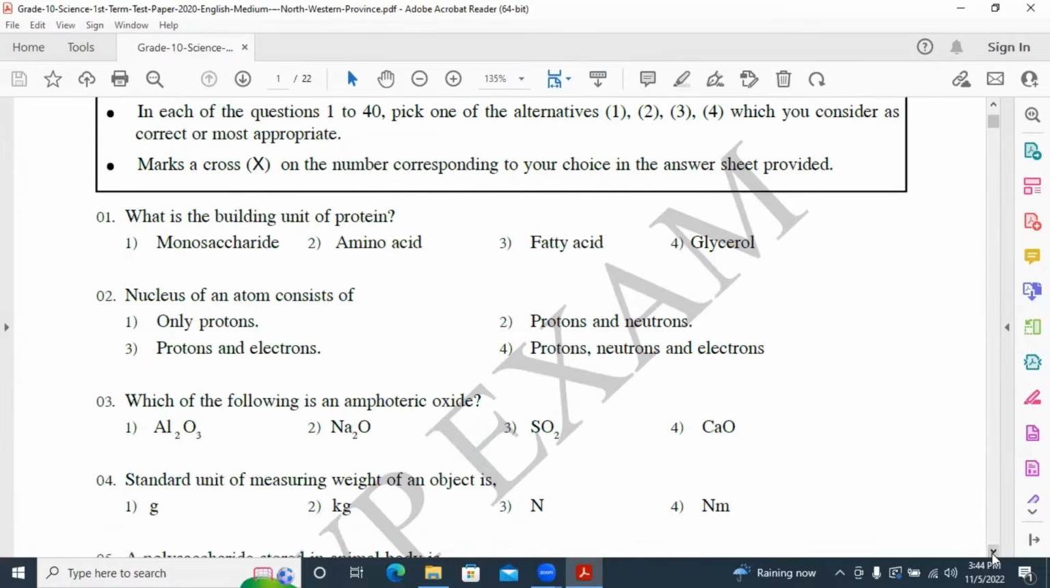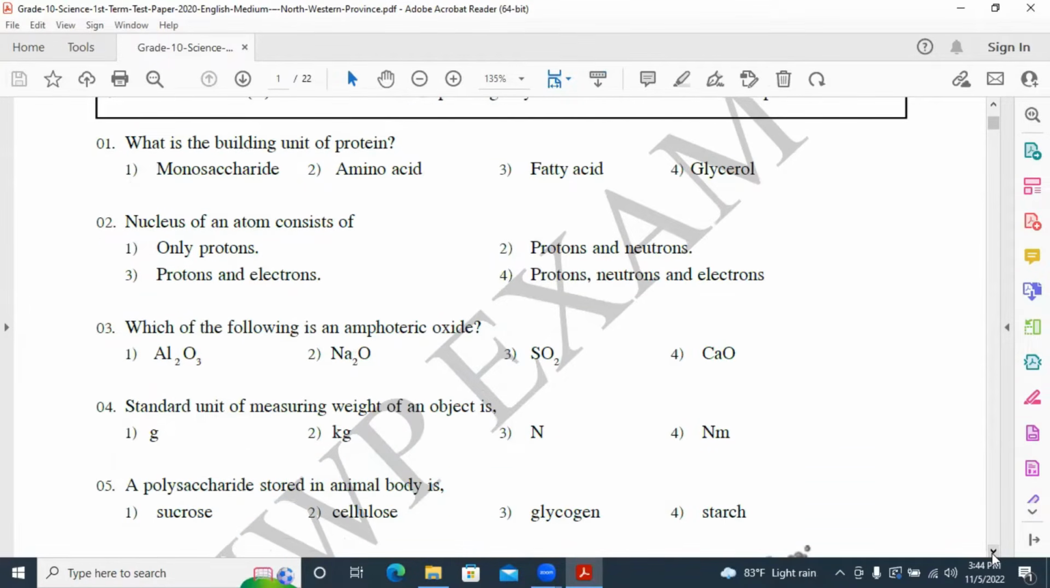First question: what is the building unit of protein? Answer is answer number 2, amino acids. Other answers are monosaccharide, fatty acid, and glycerol. You know, the monosaccharide is the building unit of the carbohydrates. Fatty acid and glycerol are the building units of the lipids. Second question: nucleus of an atom consists of answer number 2, protons and neutrons.